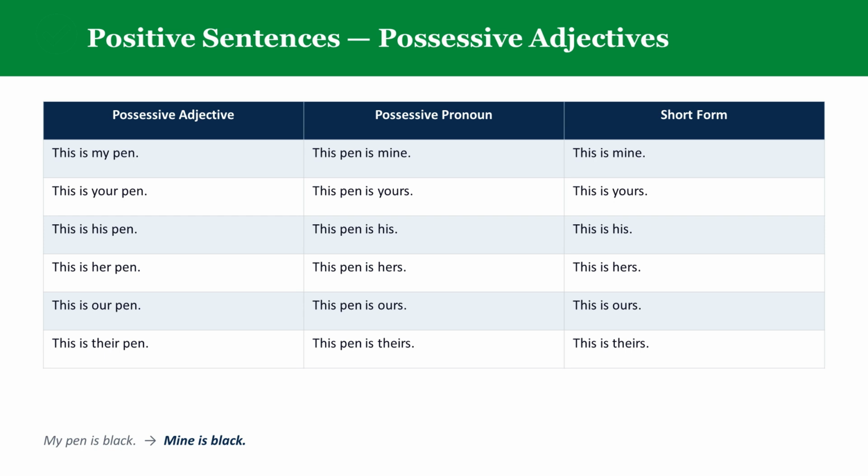With her, we say, this is her pen. As a pronoun, this pen is hers, or this is hers. With our, we say, this is our pen. As a pronoun, this pen is ours, or this is ours. And with their, we say, this is their pen. As a pronoun, this pen is theirs, or this is theirs. You can also describe things this way. For example, my pen is black becomes mine is black when using the possessive pronoun.